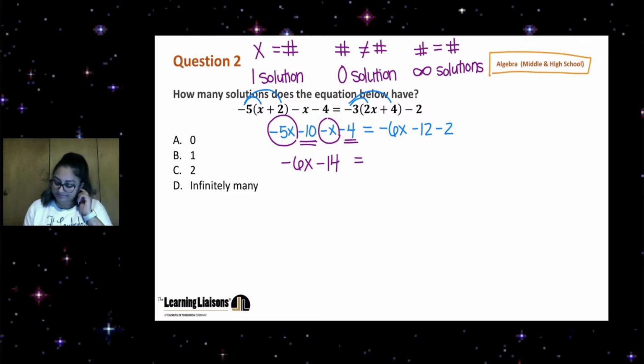Keep the equal sign. There's no other x on the right side, so I'm going to keep it -6x. And then I'm going to combine my -12 and my -2 to get negative 14. Okay, well, I'm not going to keep going, and I'll tell you why I'm not going to keep going. I noticed something. Have you noticed it? They're exactly the same.